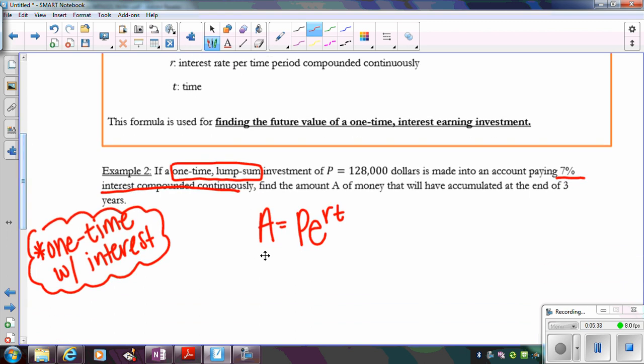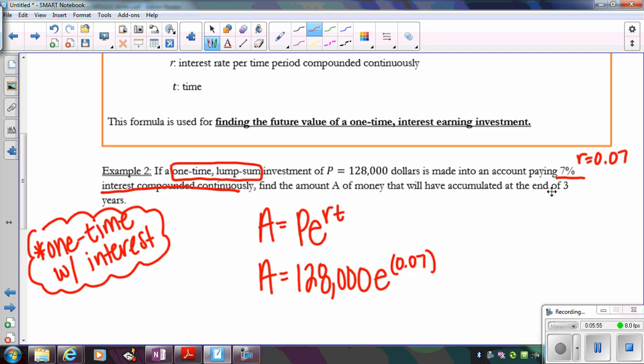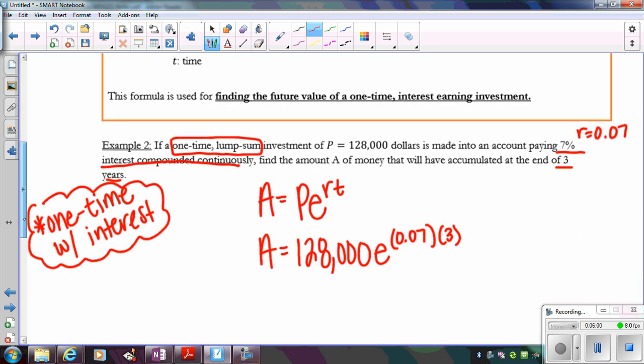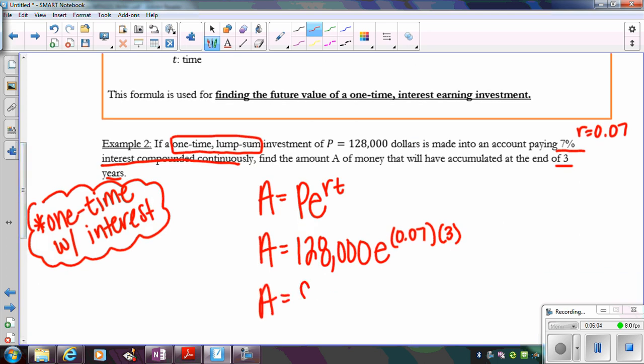So the amount is going to be your initial investment, so the $128,000, times e. Remember, e is just a number. The rate is going to be as a decimal, so 0.07. And now for 3 years, so 3 is your time period. Then we would just type all that into our calculator, and we get $157,910.79. And again, we're rounding to 2 decimal places because we're talking money.